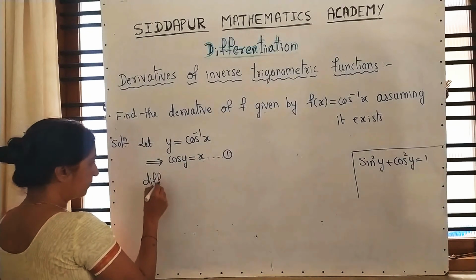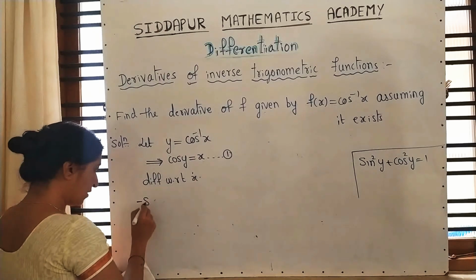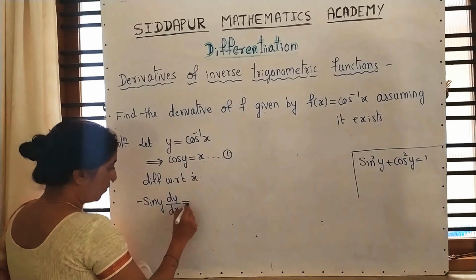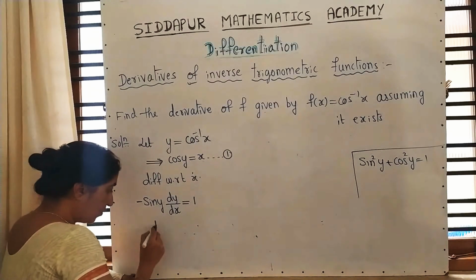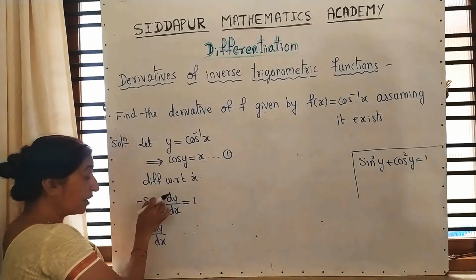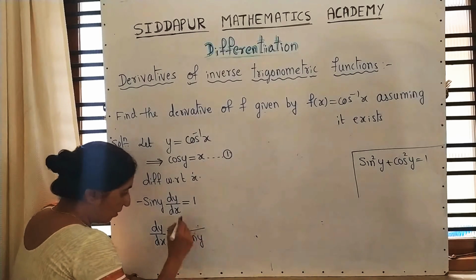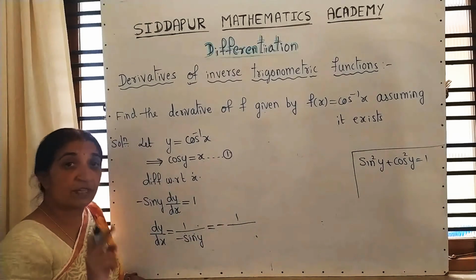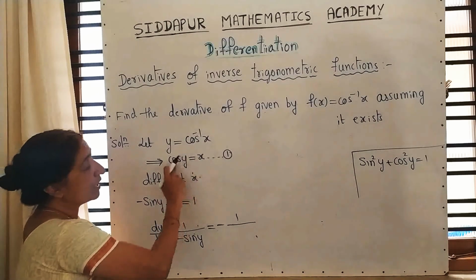Differentiating with respect to x. Differentiation of cos y is minus sin y into dy upon dx is equal to 1. Differentiation of x with respect to x is 1. Now dy upon dx is equal to 1 upon minus sin y, remembering that minus sin y is a single term in the multiplication, or you can write it as minus 1 upon sin y. How do you convert sin y? With the help of a trigonometric identity in terms of cos, because equation 1 contains cos y.